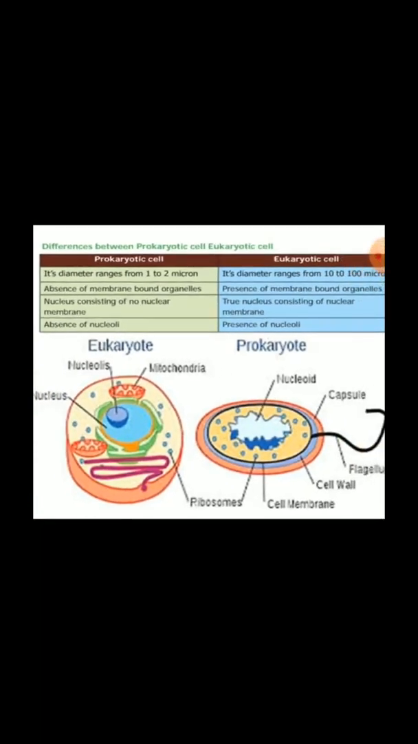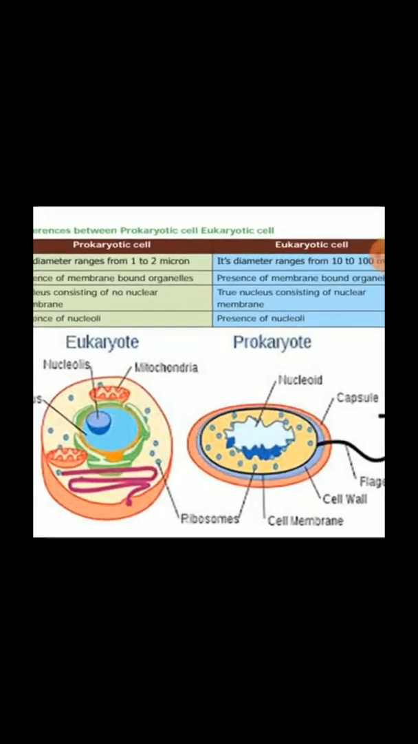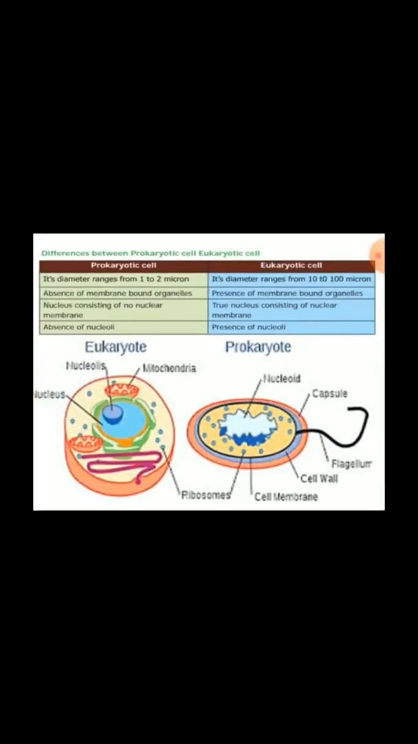These two diagrams, eukaryotic and prokaryotic. Nucleus, mitochondria, ribosomes. These are the ribosomes. The outer layer is called the cell membrane and this is the cell wall. Flagella, capsule, nucleus. Do you understand, children? This is a very, very important question, children. Prokaryotic and eukaryotic is a five-mark question. So please go through this question thoroughly.